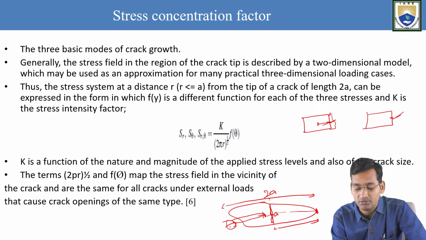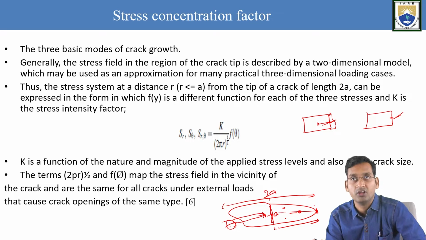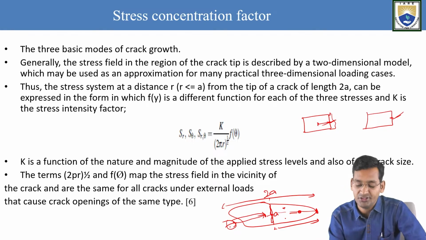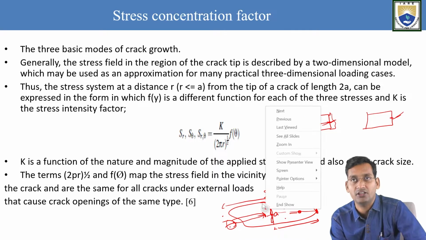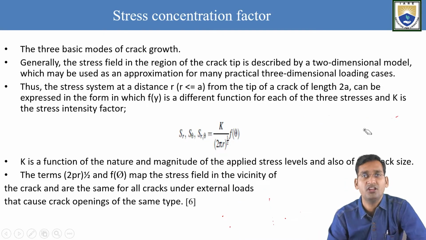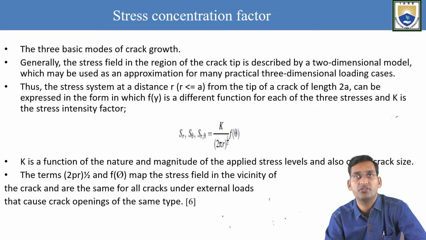Once it goes beyond this, either here, here, here, anywhere, before r equals a. Once r greater than a is there, just change the side, come to this side, and start finding. So again you will get r less than a. Okay. So now let f(theta) be the different function for stress and K the stress intensity factor.